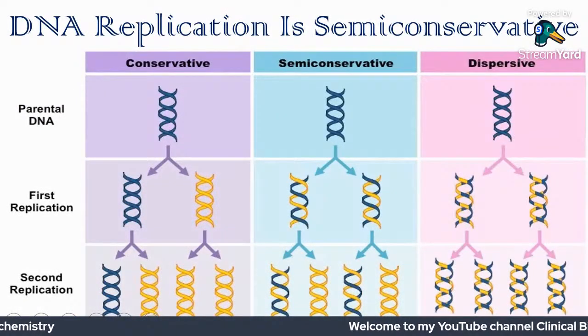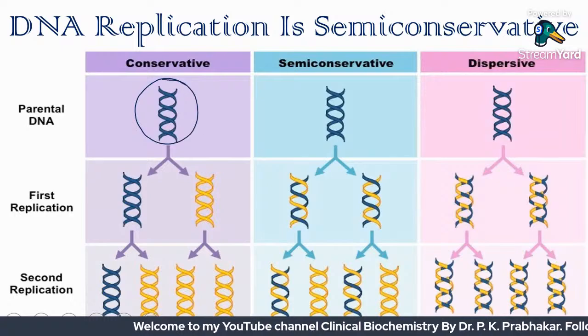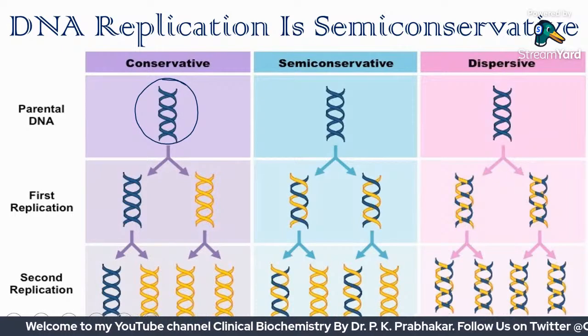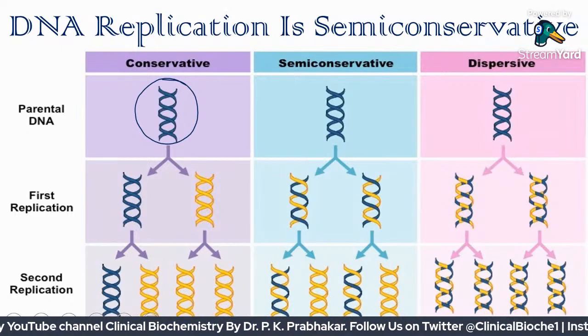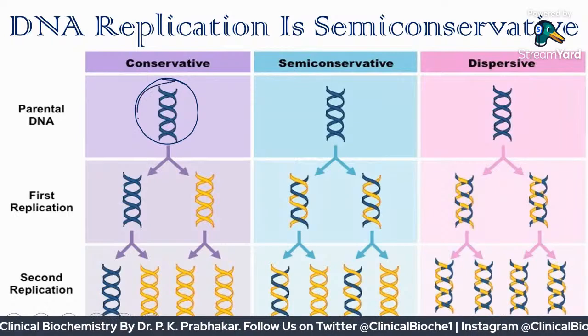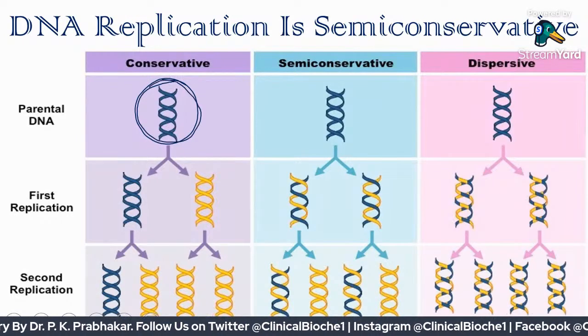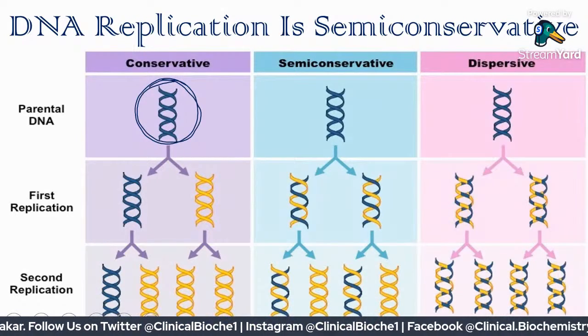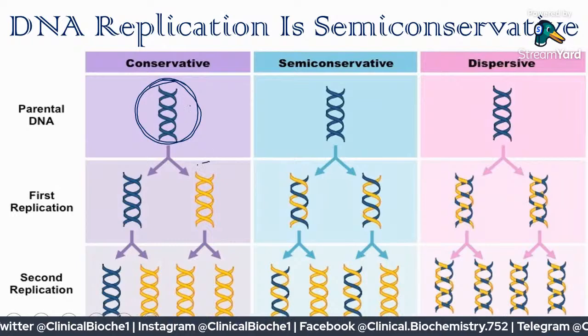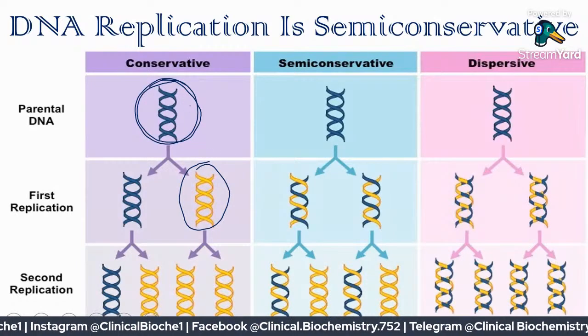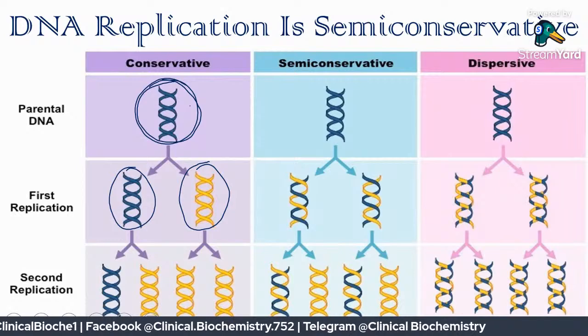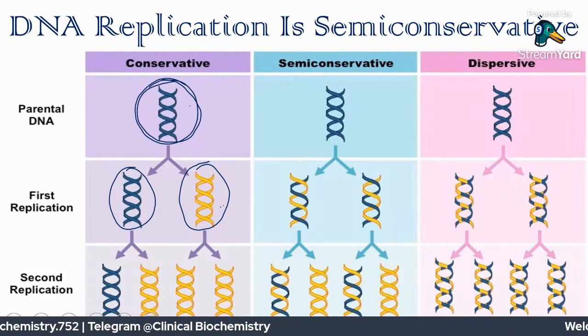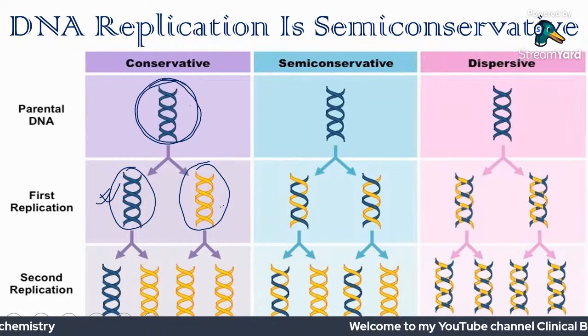Conservative is, think about, this is the original DNA, parental DNA. I want to copy it. If I keep this copy intact, with no disturbance in this original copy, and make an exactly same new copy, so this is my original copy which is intact, and the similar fresh copy has been prepared. In this case, I have conserved my original copy. So this is called the conservative replication process.